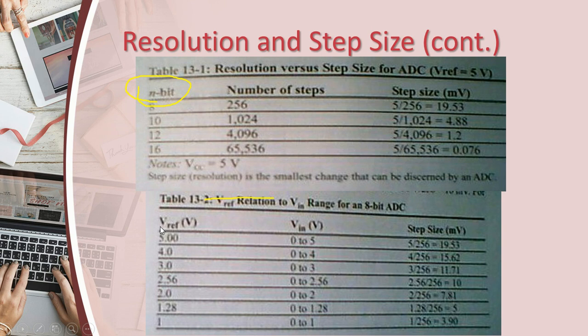What happens if the reference voltage is less than that? For example, for this case, 4 volt. You have 4 volt, then the range will be 0 until 4. So the step size is smaller. You can see here, for example, you have 3 volt of V reference. The maximum input voltage is 3 volt, and then in the conversion we have another, much smaller step size.